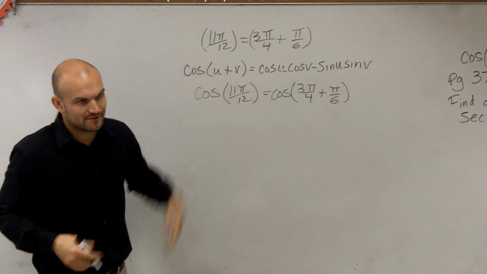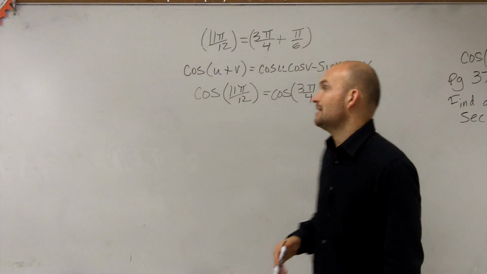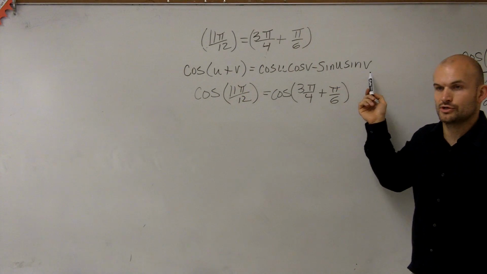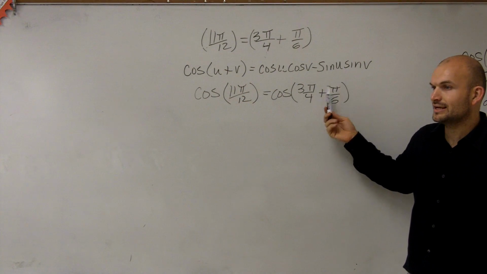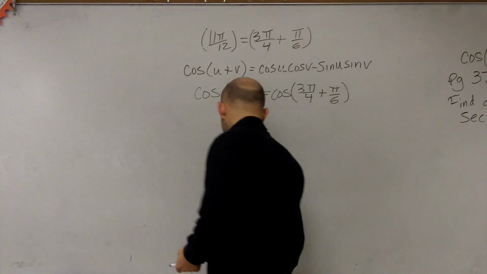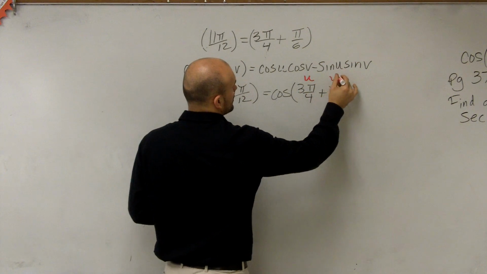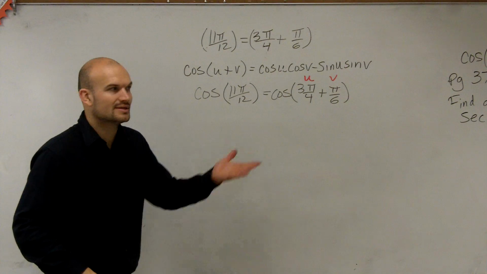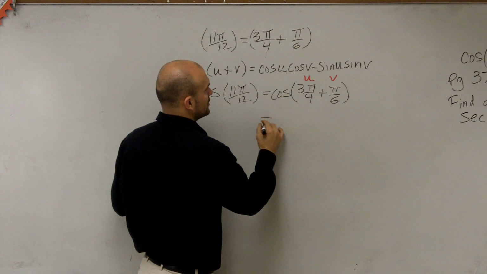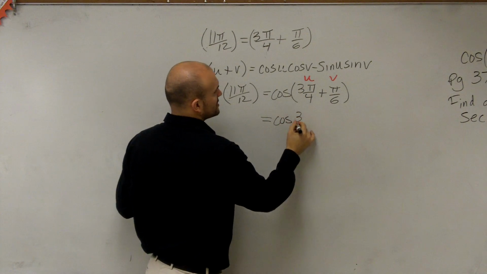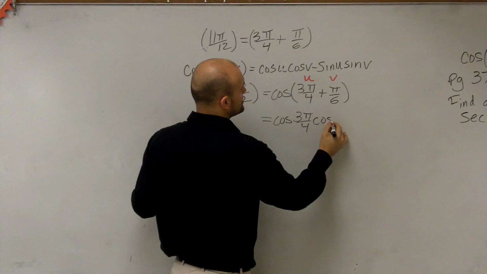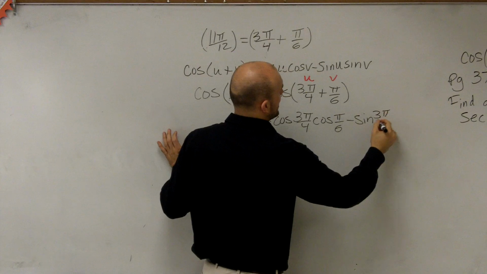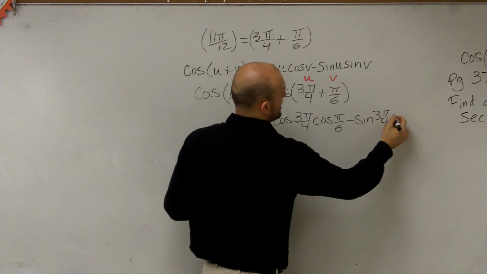And I wrote the definition, which you will be allowed to use. When you want to take the cosine of two angles added together, here's the formula. So we're just going to write this in as our formula. The main important thing is to first determine what your u and your v are. Then all we're simply going to do is plug our values into the formula. So the cosine of u, which is 3 pi over 4, times the cosine of v, which is pi over 6, minus the sine of u, which is 3 pi over 4, times the sine of v, which is pi over 6.